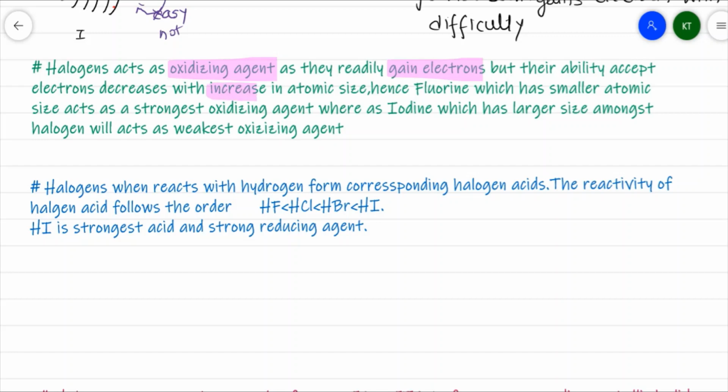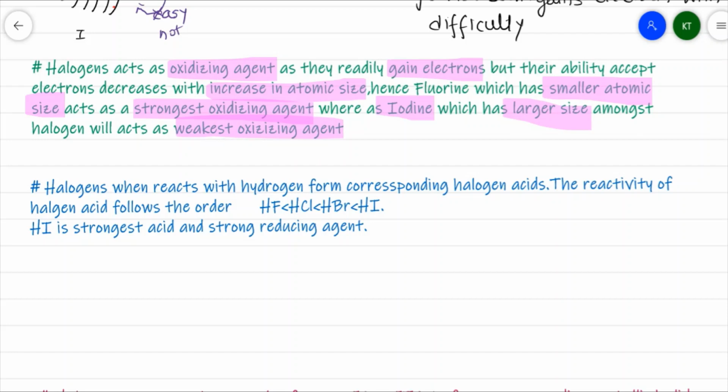As I move from top to bottom, the size of an atom increases. Just now in the above example, we have studied that fluorine has got smaller atomic size, so it can readily gain electron. That's why it acts as the strongest oxidizing agent. Whereas iodine, because of its larger size, does not show that readiness to gain an electron. As a result, iodine, having a larger size, will act as the weakest oxidizing agent.